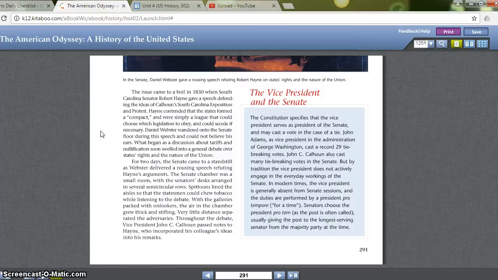With the galleries packed with onlookers, the air in the chamber grew thick and stifling. Very little distance separated the adversaries. Throughout the debate, Vice President John Calhoun passed notes to Hayne, who incorporated his colleague's ideas into his remarks.